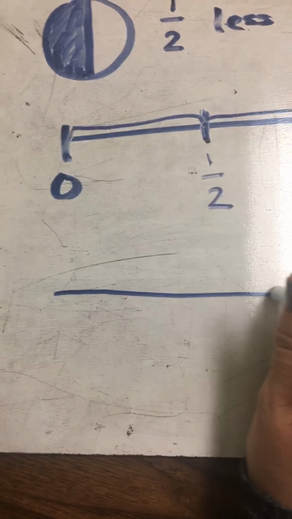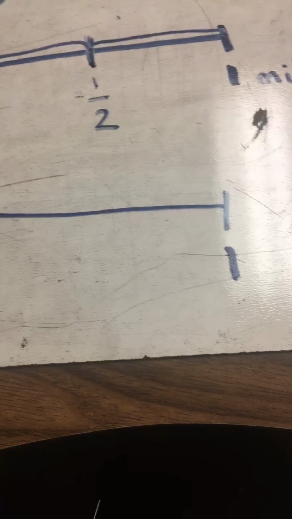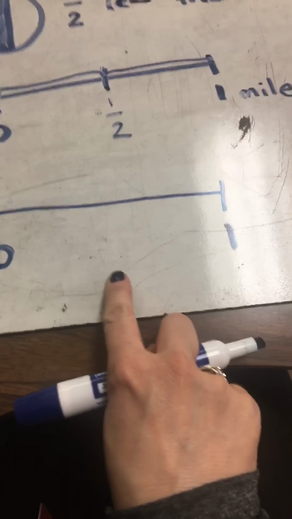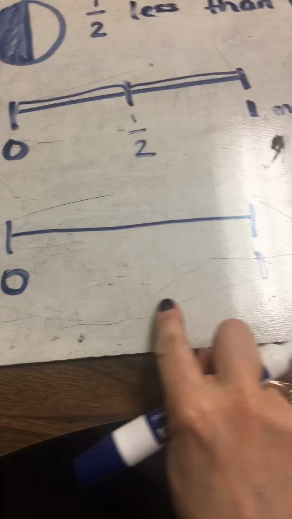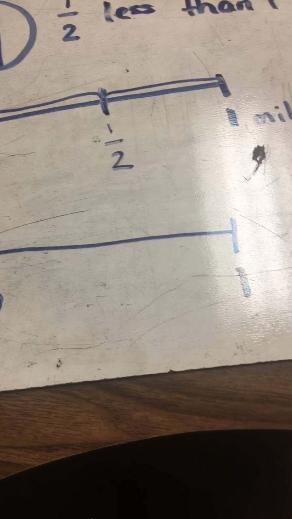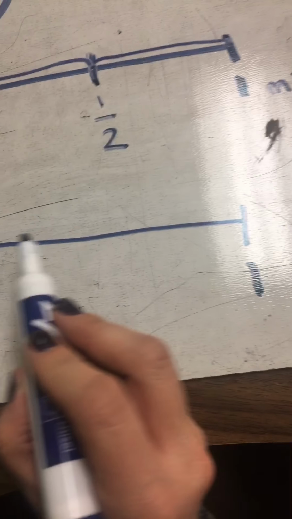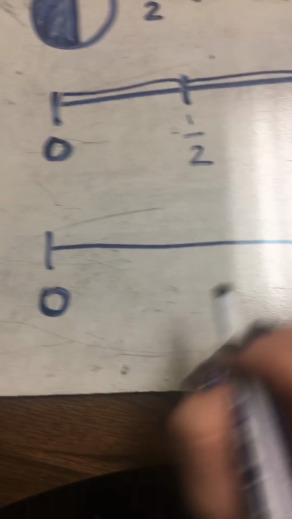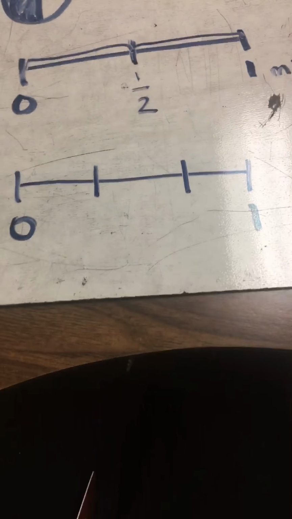Okay, I'm going to try another one. It's my line again. And again, I'm going to start at 0, go all the way over to 1 whole thing. Imagine I've run 1 whole mile if I've gone this far. Maybe this time when I'm running my mile, I need to stop a couple of times. Let's say I get tired, so I need to stop here, and then I get tired again, so I need to stop here for another little water break.